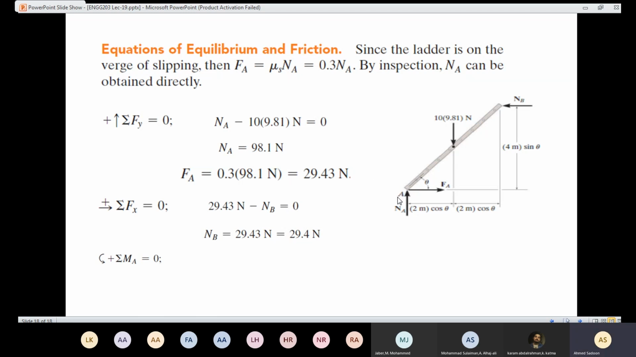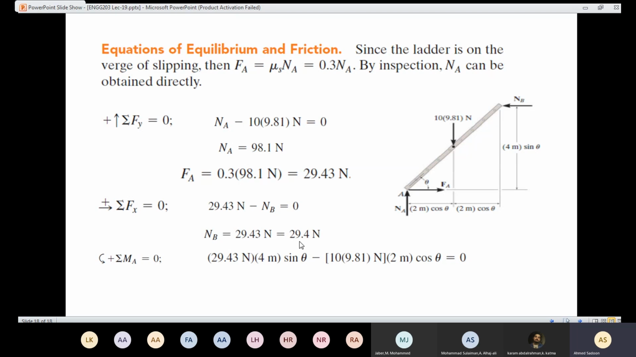The Fa is going to be cancelled, Na is going to be cancelled. I'm going to have the weight times 2 meter cosine theta. And here the weight is going to cause negative moment because it's clockwise. And NB is going to cause a positive moment because the rotation is going to be counterclockwise. And if I'm going to draw the line of action, 4 sine theta is the perpendicular distance. So this one is going to cause positive moment, and this one is going to cause negative moment.